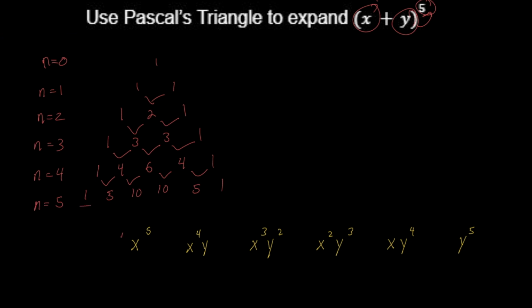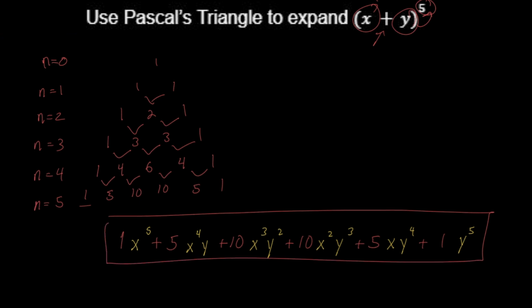The first one starts off as 1, 5. Everything's positive here because our original sign there is positive. 10, 10, 5, and 1. And this would be the expanded form of this expression.